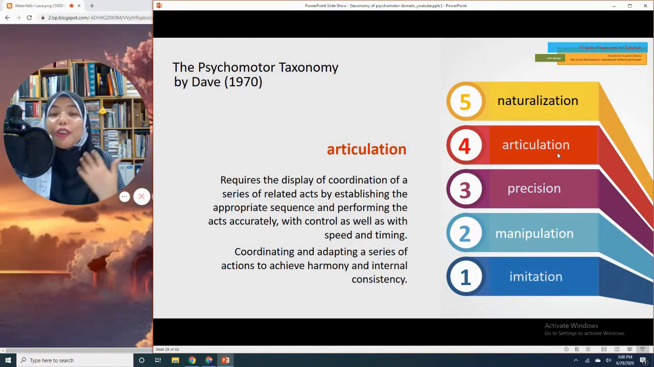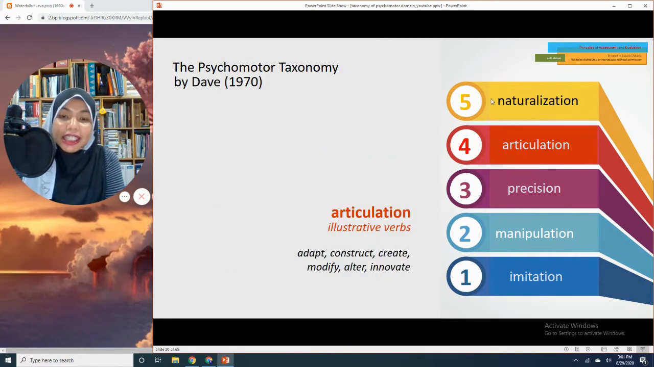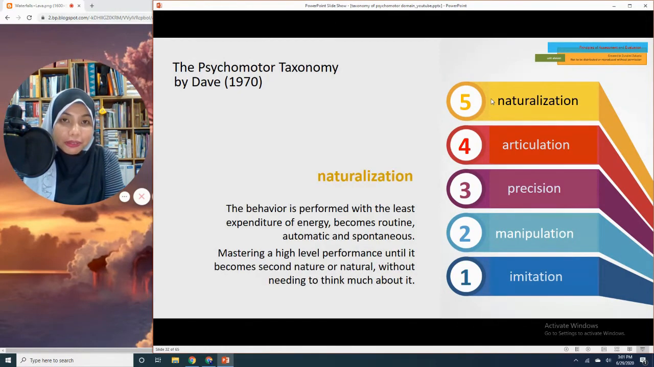You can think on your feet. Now, this is a level when you are very, very comfortable with your skills. Okay. And the final level, which is naturalization, this is when the production of the skill is automatic without you even realizing it, because you have been exposed to this skill so much that it has become part of you. And then the production of this skill is natural.